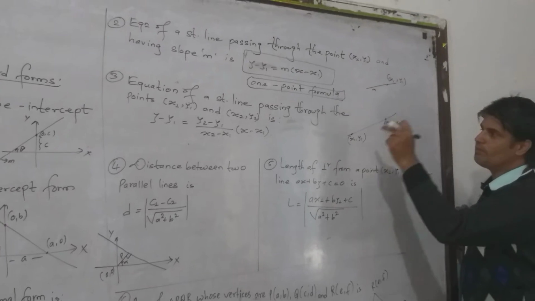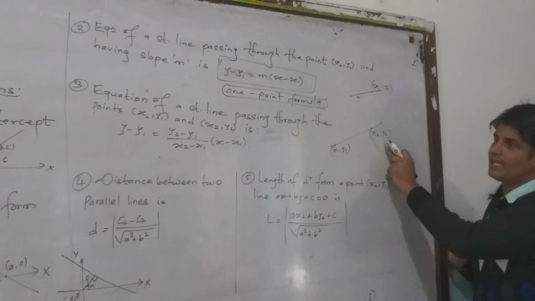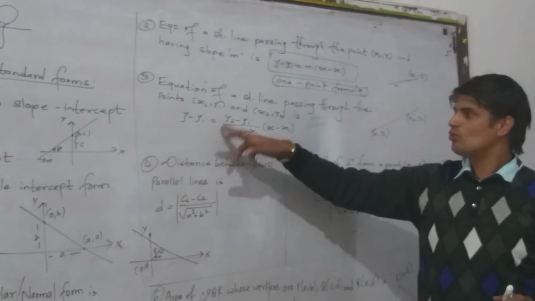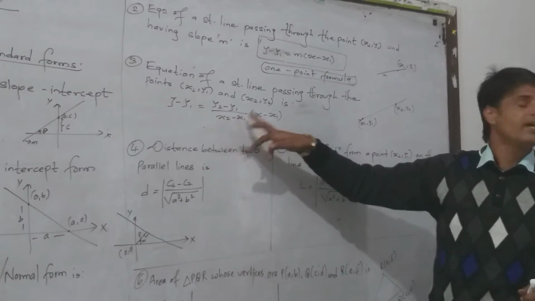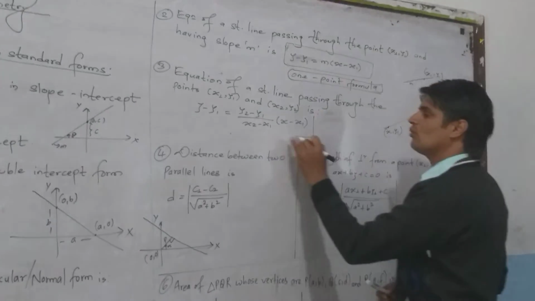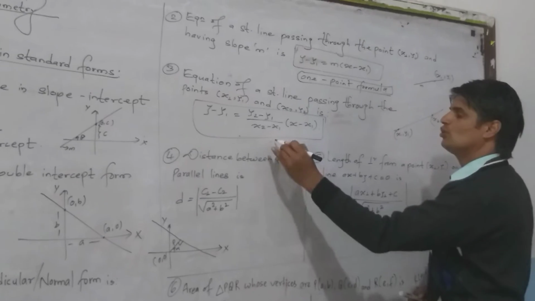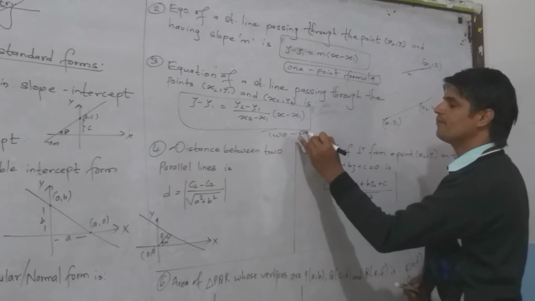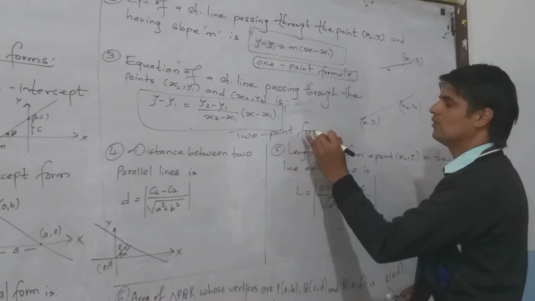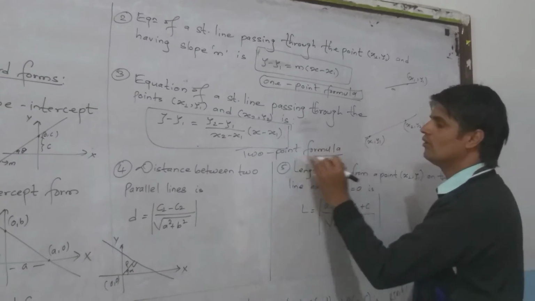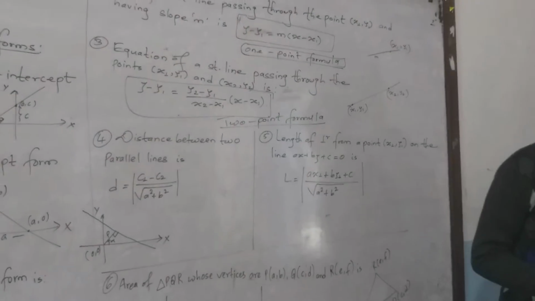Now the equation of the line passing through these 2 points is given as y minus y1 equals y2 minus y1 upon x2 minus x1, times x minus x1. So this formula is also called the 2 point formula. Why 2 point formula? Yeah, it passes through 2 points, that's why it is called the 2 point formula.